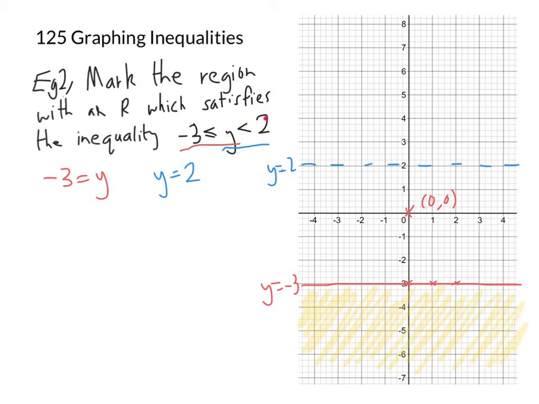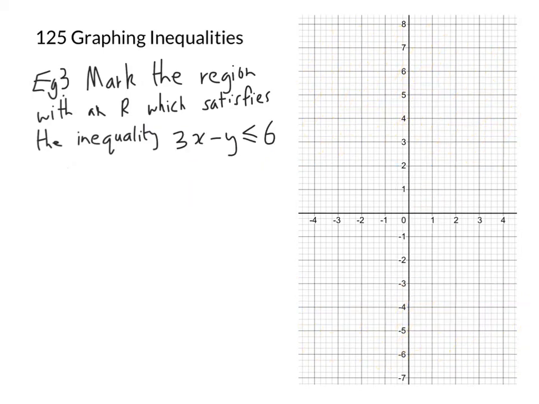The second inequality tells us that y has to be less than 2. So here's where y is equal to 2. y would be smaller than 2 anywhere below the line, like y is 1, y is 0, y is minus 1, and so on. So below the line would be where it's correct. Above the line is where y is larger than 2. So we can discard the region above. It's where y is bigger than 2. We want where y is less than 2. And that leaves us with the bit in between, which is the right region, the required region, so mark it with an R.